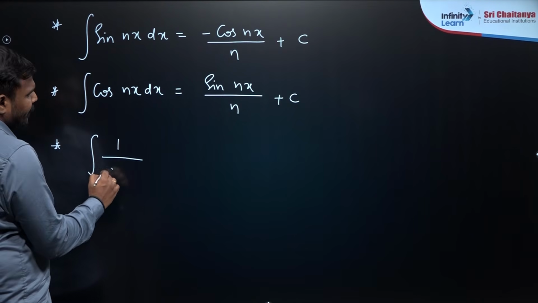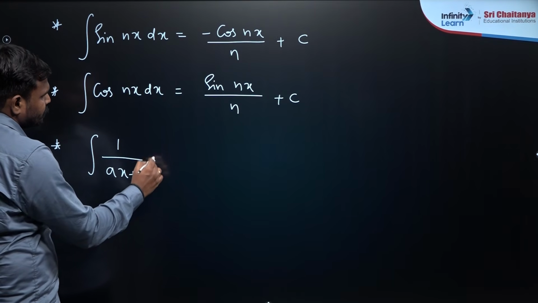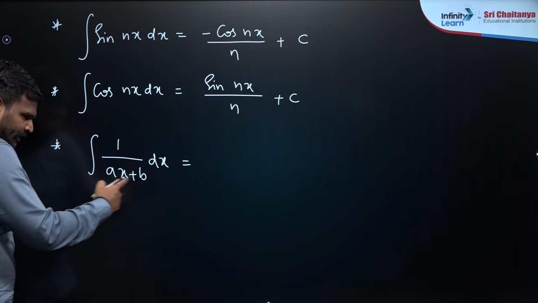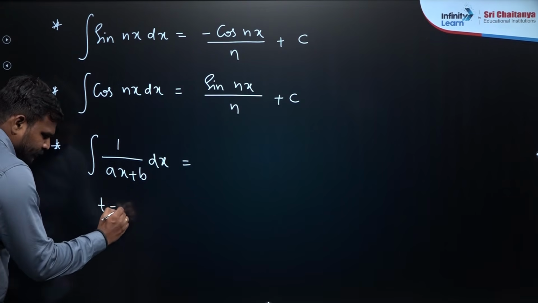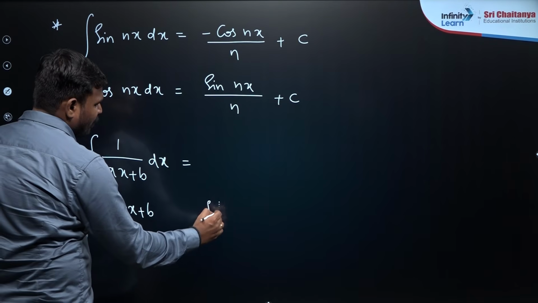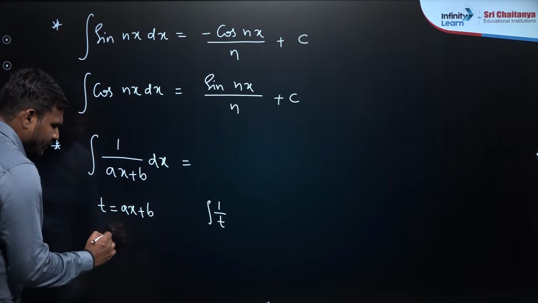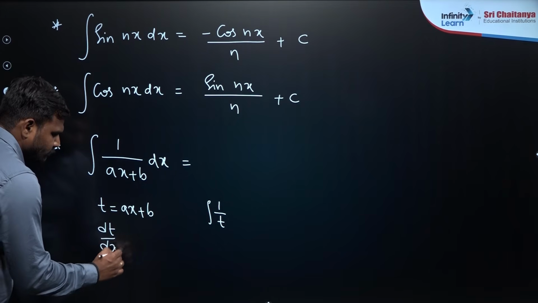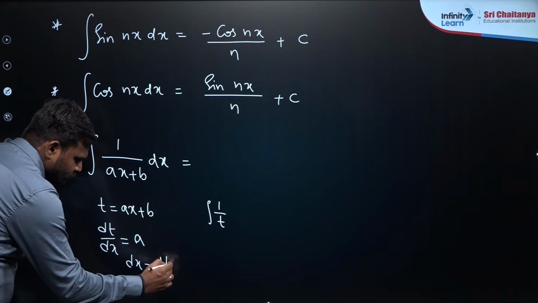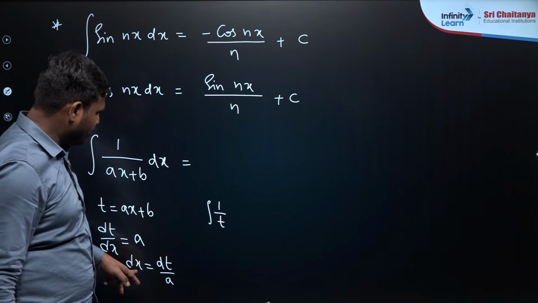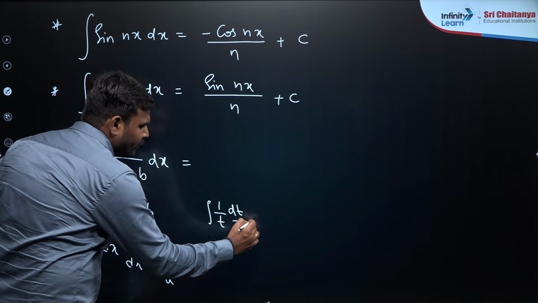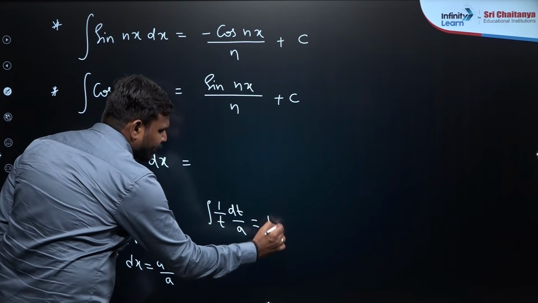Integral 1 by ax plus b. So the inner function is t, sir. So it will become integral 1 by t, and dt is how much? dx is how much, sir? dt by a. So instead of dx, what will we write? dt divided by a. So the constant is a, sir, keep it outside.